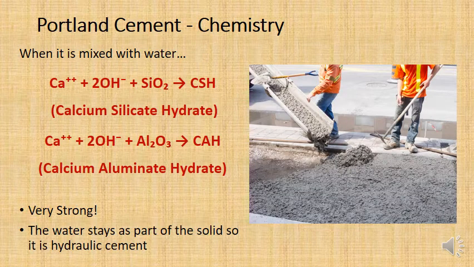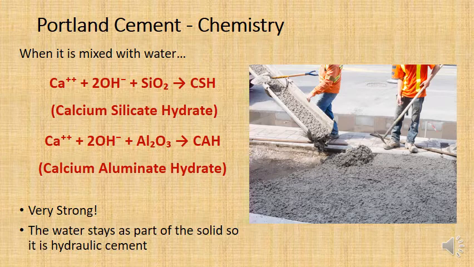Now, what happens when Portland cement reacts with water? Well, the calcium charges, which are very positive, they combine with the water. And so you end up forming calcium silicate hydrates or calcium aluminate hydrates. That's what happens when the cement reacts with water and it dries. And they're very strong bonds.